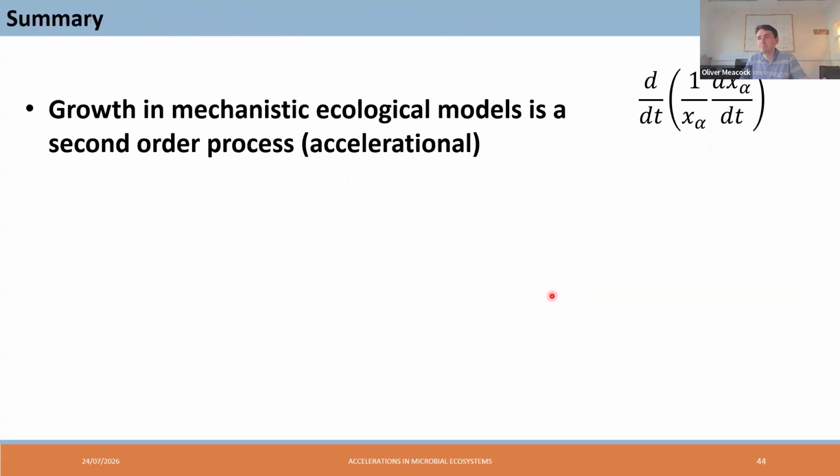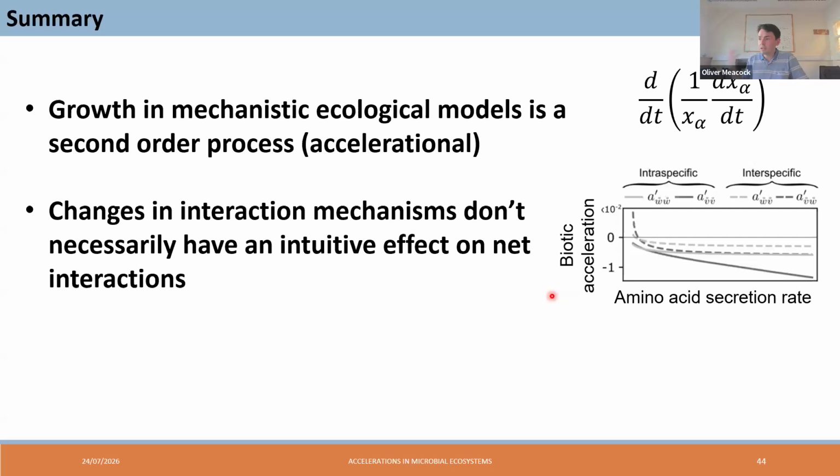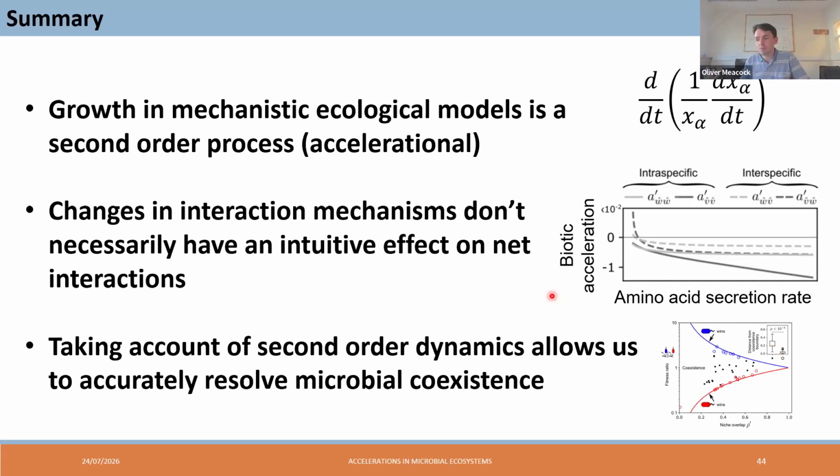All right, to summarize, coexistence outcomes and growth in these mechanistic ecological models is second order. So it's not a first order system as you would expect for Lotka-Volterra. It's a second order accelerational process. Secondly, there are counterintuitive relationships between interaction mechanisms and effective Lotka-Volterra parameters, and this can give rise to resolutions to certain paradoxes that have been long-standing in the literature. And thirdly, when we take into account these second-order dynamics effectively, we can actually use this in order to accurately predict coexistence outcomes in these microbial ecosystems.